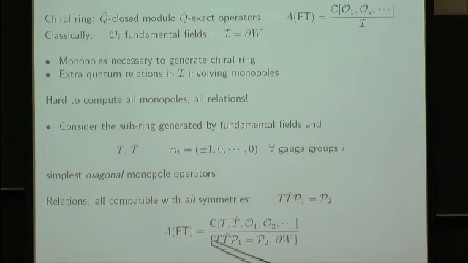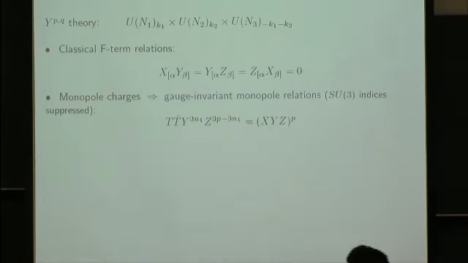So one can try to consider the following ring, which is generated by all the chiral operators and the monopoles, and then divided by the ideal given by the superpotential and all these relations which one can write down. And one can try to study this object and see what it is. In particular, we can try to do that for the theories that I presented before.